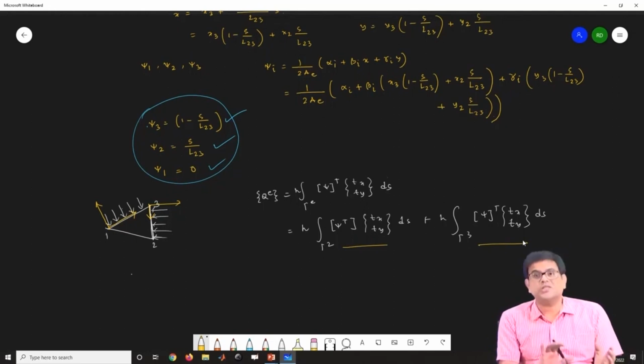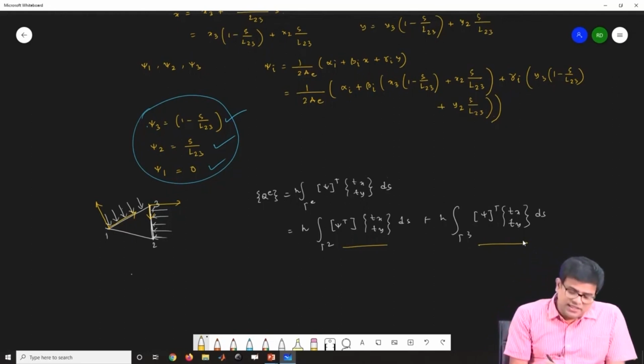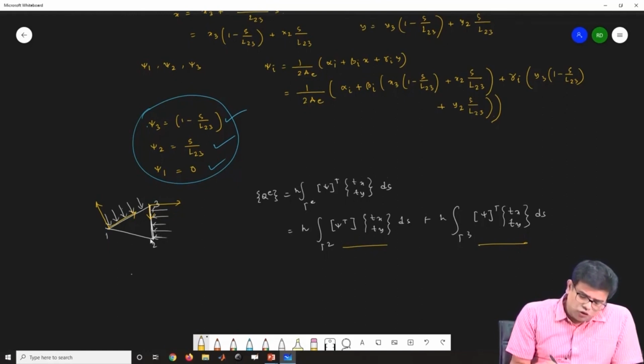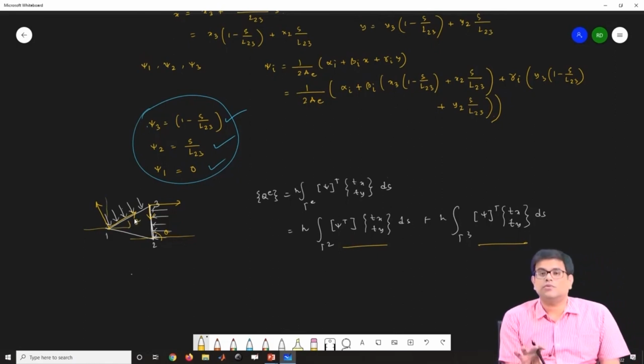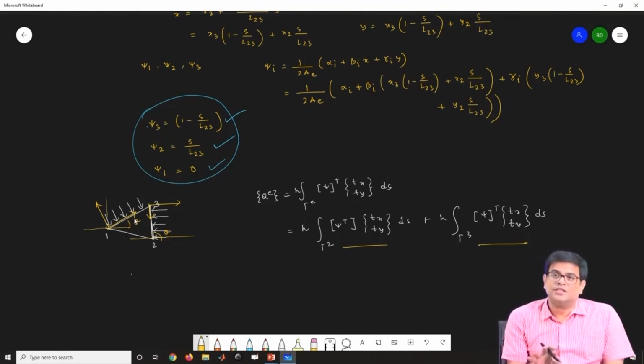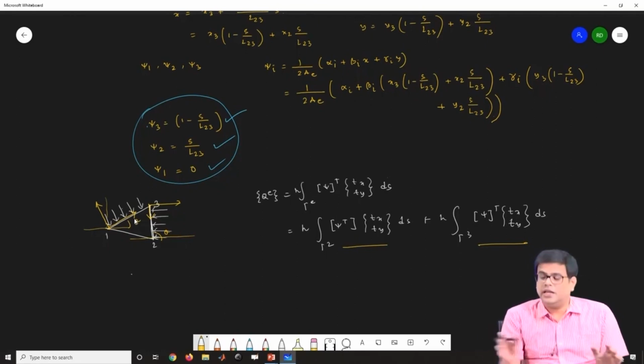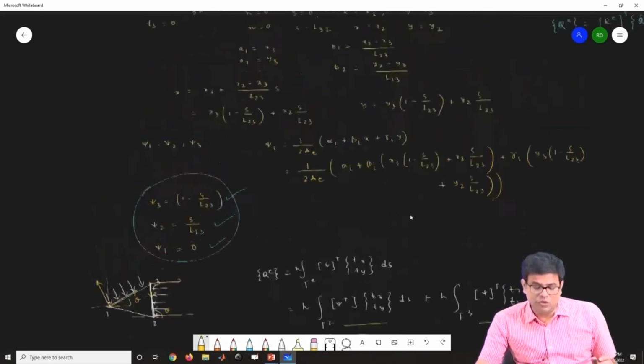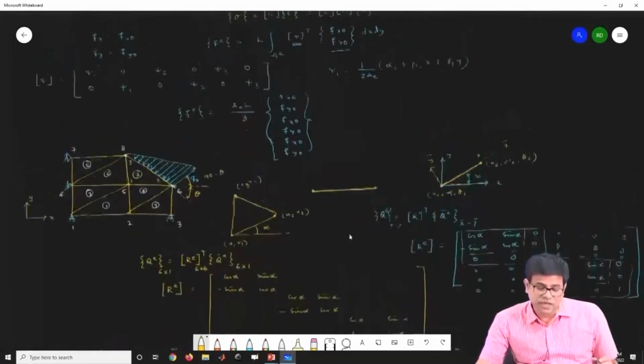Only thing is that this transformation has to be proper. If I take the global axis, then this theta I have to note, and if I take this axis, then this theta I have to note. According to these two thetas, I have to pre-multiply with the local traction vector. With this I can transfer the local traction vector to the global, and then I finally get the elemental equilibrium equation, which is here.